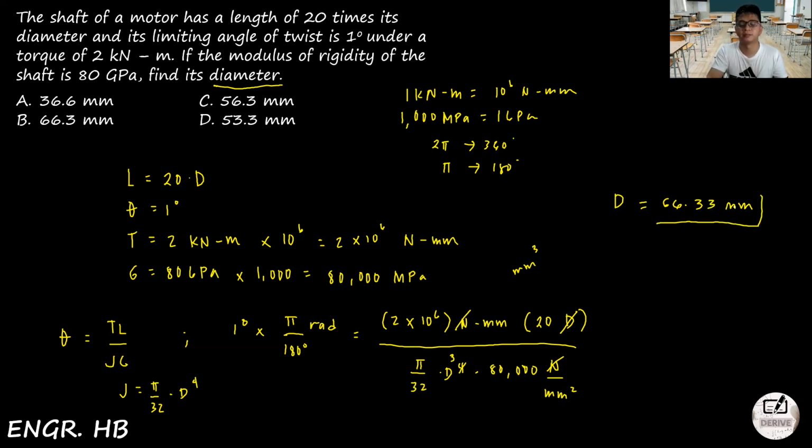So is that in the choices? We have A 36.6, B 66.3. That's the closest answer, since there are two lines of 5 right away here. So our final answer is letter B. So the answer is letter B.